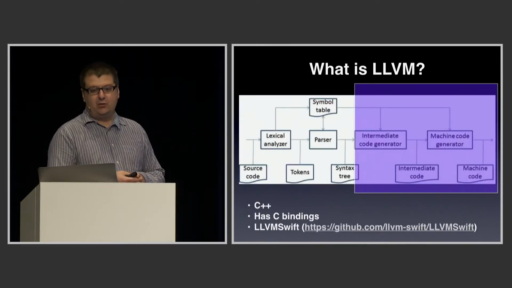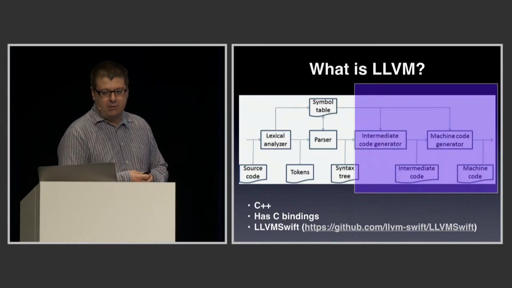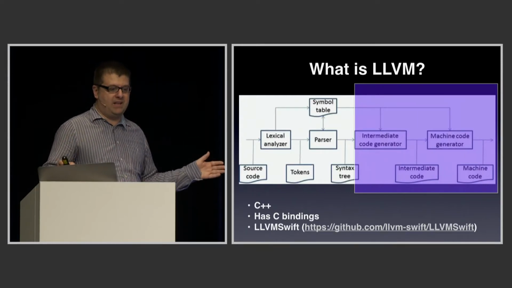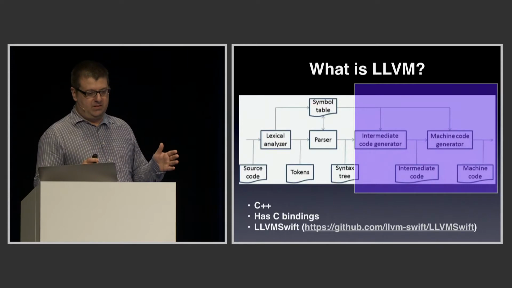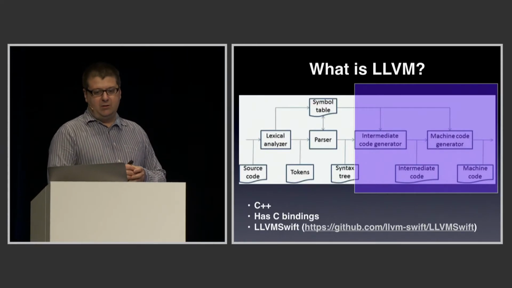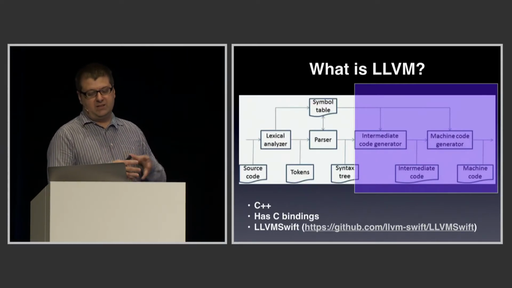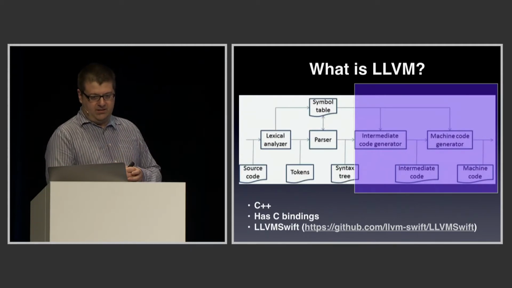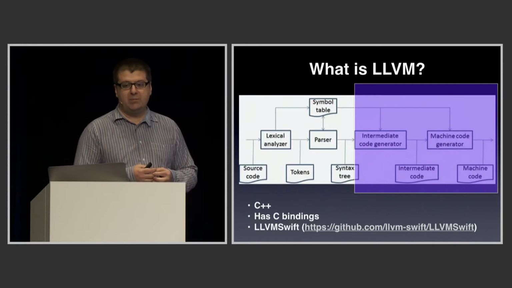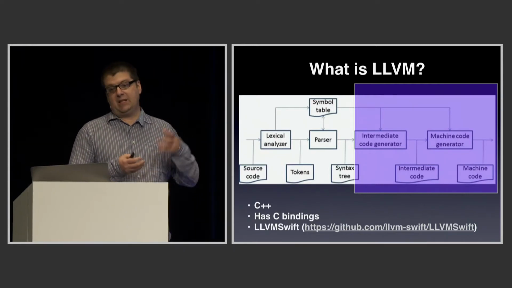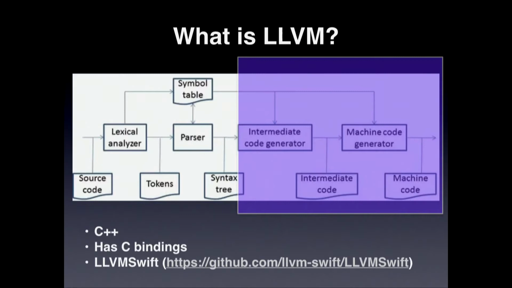LLVM is a suite of tools and libraries for performing the middle to back end of the compiler process. It's used for generating an intermediate code called LLVM IR, and that representation has a very strong ability to perform optimizations. And unlike a traditional compiler, which might only be able to generate code for one particular target, LLVM supports many targets for machine code generation.